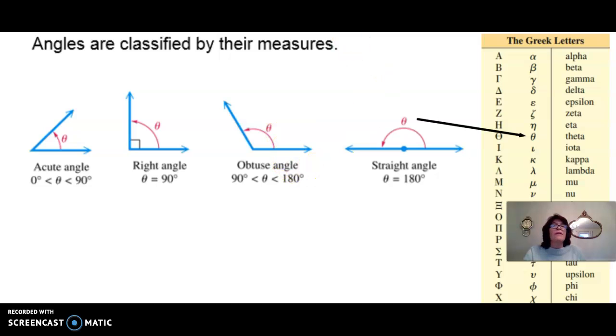Angles are classified by their measures. All right. Hopefully we remember that as well. This is an acute angle. It's an angle that's somewhere between 0 and 90 degrees. Notice that we're using theta to represent our angle.